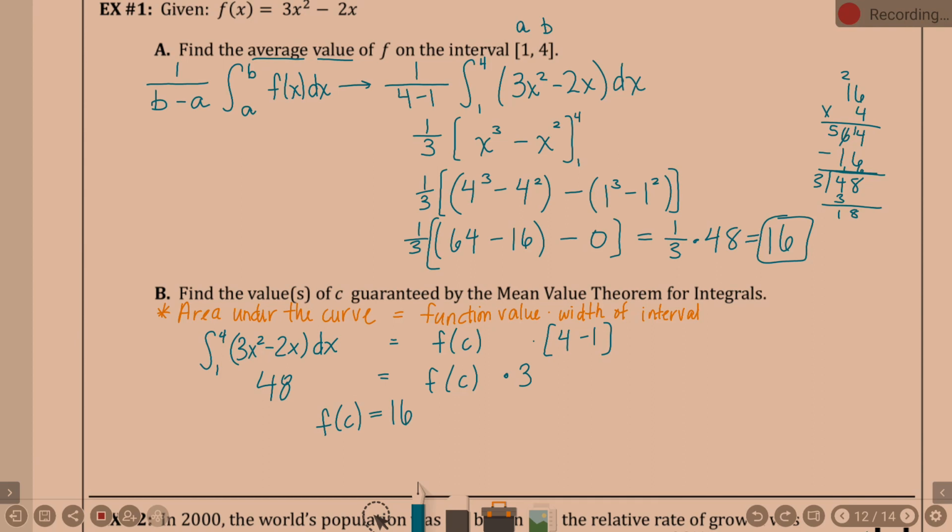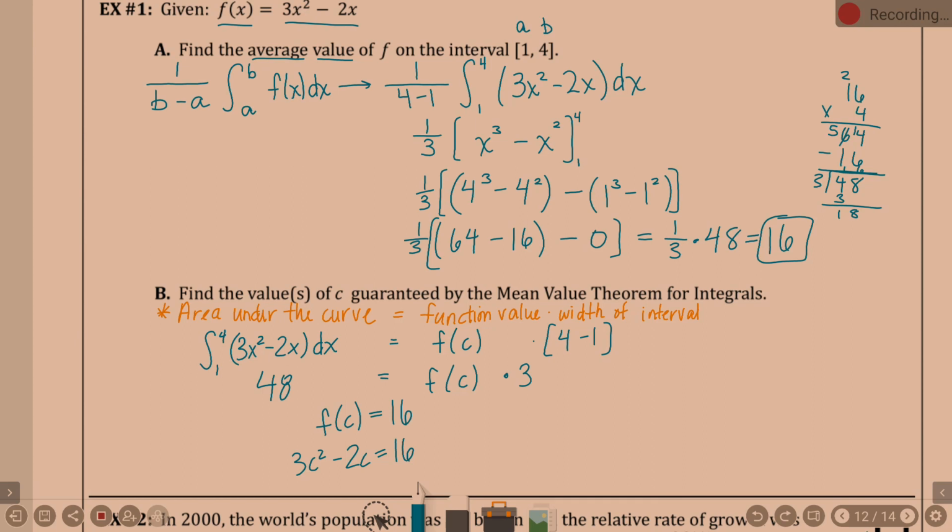Now, f of c has to equal 16. What is f of c? Isn't that like 3x squared minus 2x, except plug in c? So if f of x is 3x squared minus 2x, how could I write f of c? 3c squared minus 2c. So we are at the statement that 3c squared minus 2c equals 16, yes? Yes.